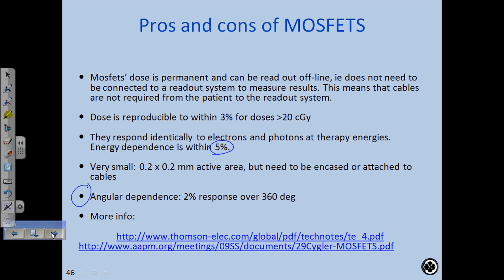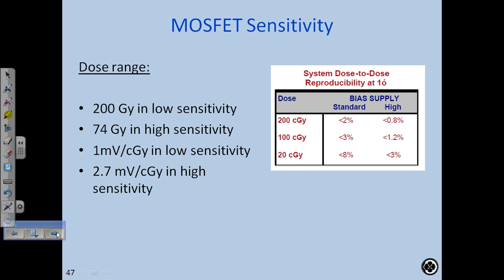Website of the company that makes the MOSFET reader. And here's the sensitivity of MOSFETs. So, dose range. Now these MOSFETs have a lifetime. Diodes, not checked, you can use them for years and years. We know that the sensitivity changes slightly at 0.5% and 1.5%.